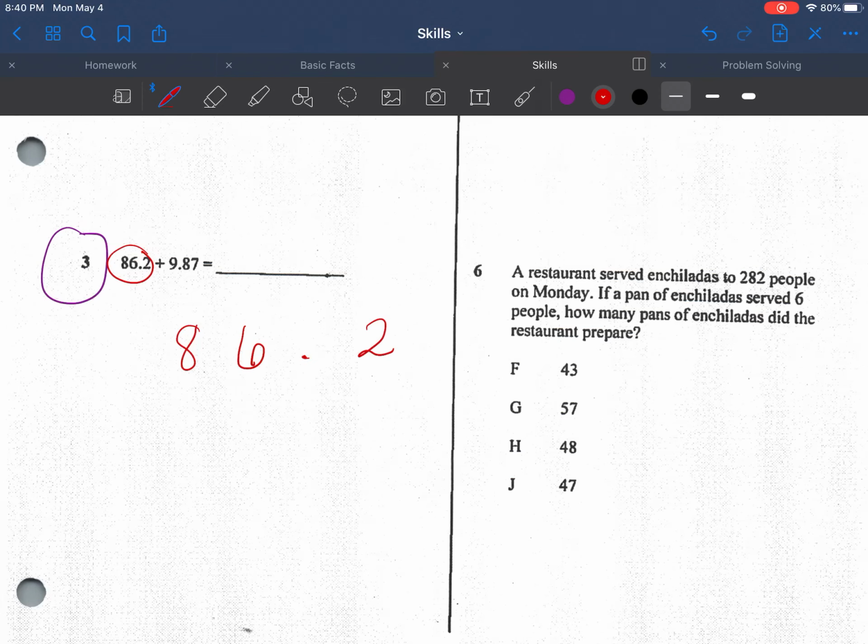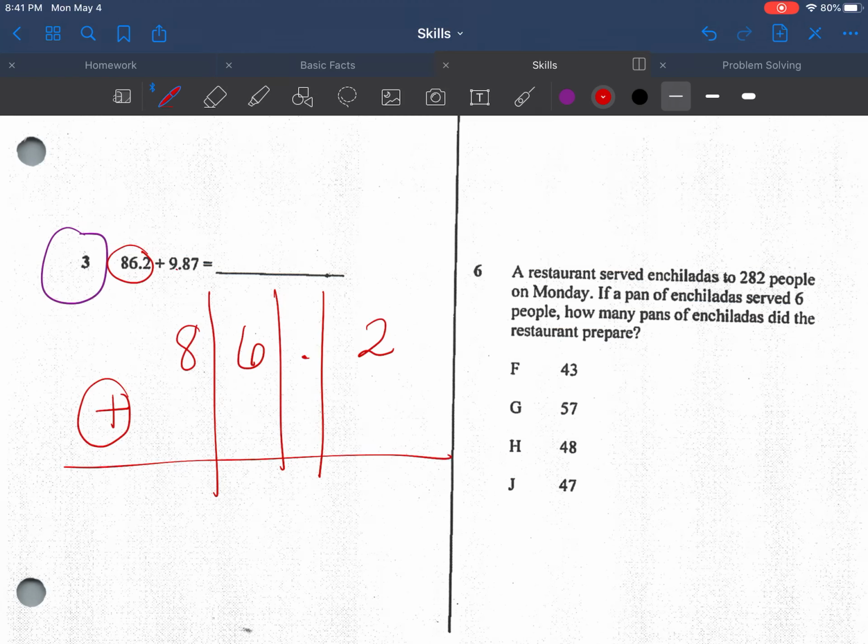Number 3, they want me to add. Notice that there's decimals, so I take the first number, 86.2. Notice that I'm spacing them out because I do want to make sure we're aligning our digits. The operation means to add, and I start with my decimal, write it down, and then there's an 8, and then there's actually a 7 on this one. And then before the decimal, there is a 9.